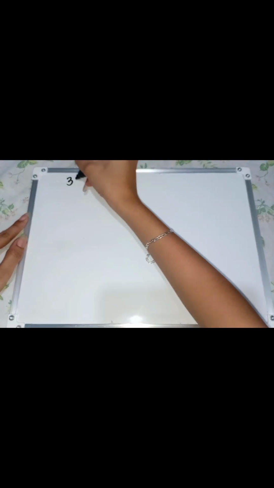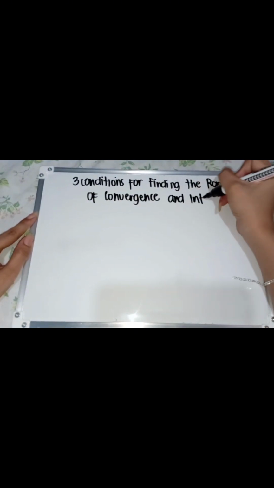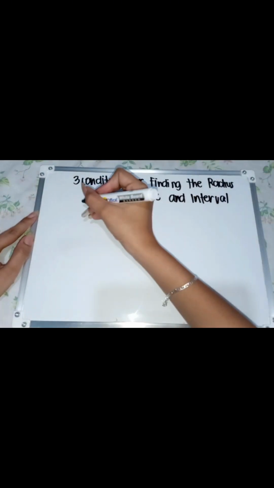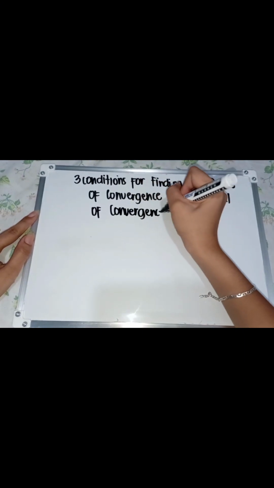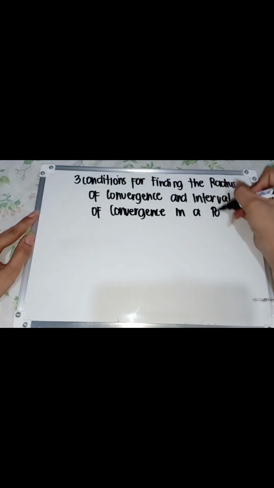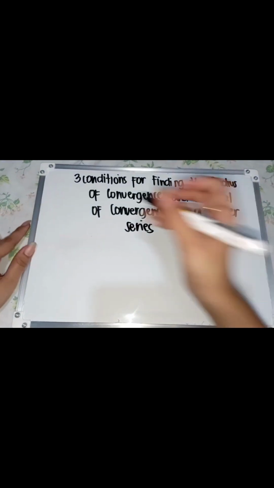We have three conditions for finding the radius of convergence and interval of convergence in a power series. We only discussed cases 1 and 2.